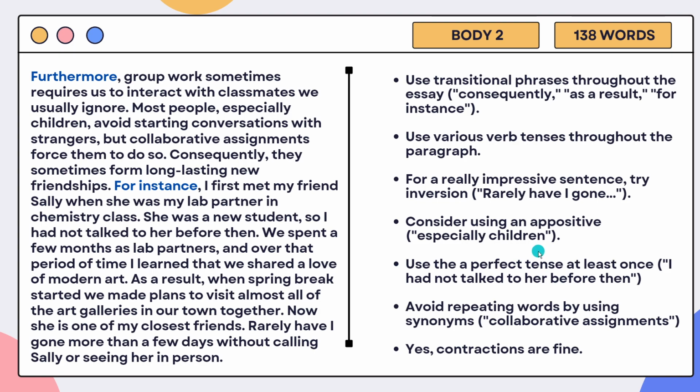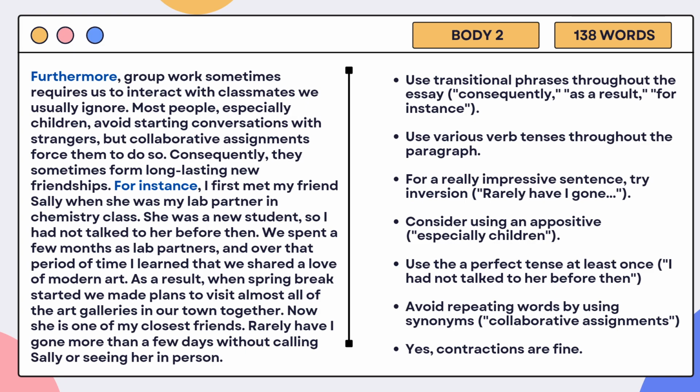I think once or twice in your essay, you want to use the past perfect tense or the present perfect tense. I think that'll show off a bit more grammatical complexity, and the E-Rater AI scoring engine will like it. I tried my best to avoid repeating words by using synonyms. So towards the end of the essay, I referred to collaborative assignments instead of group work.